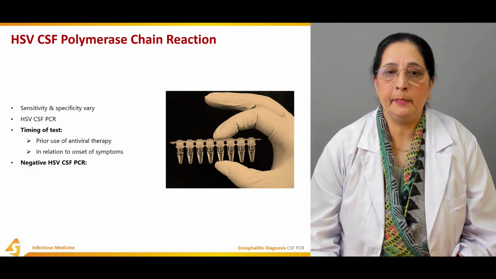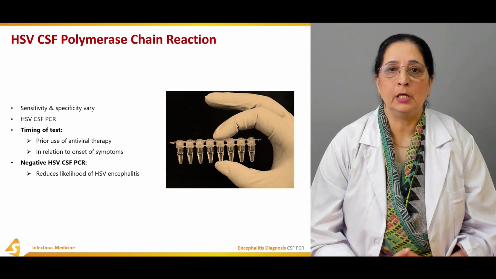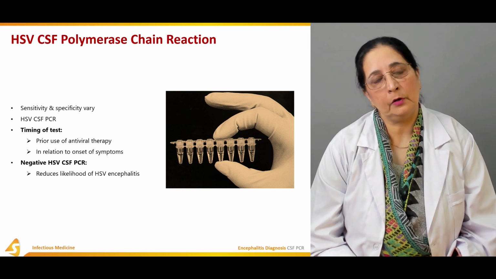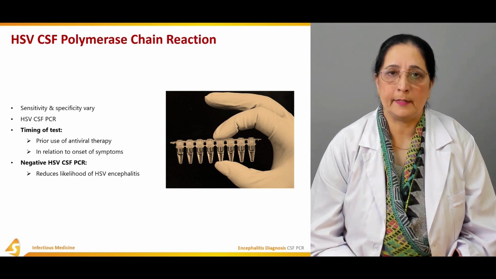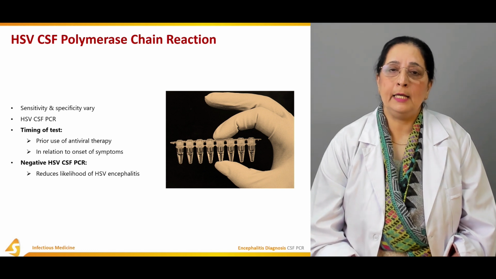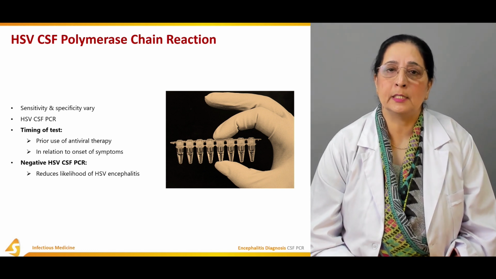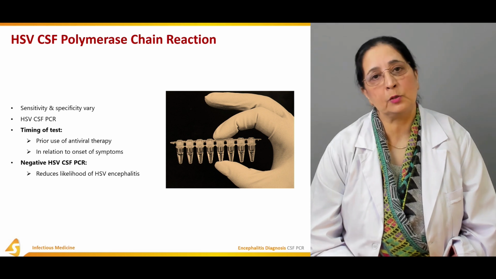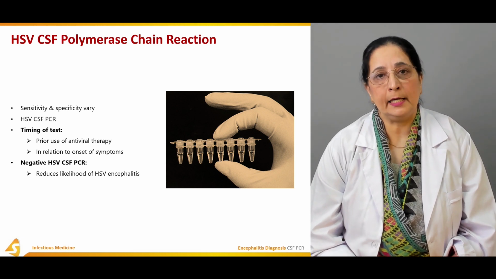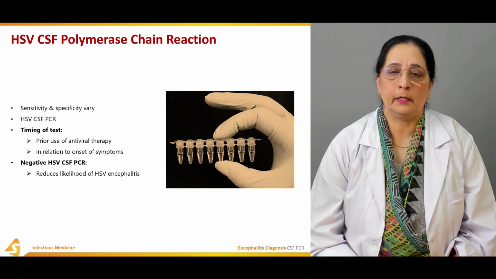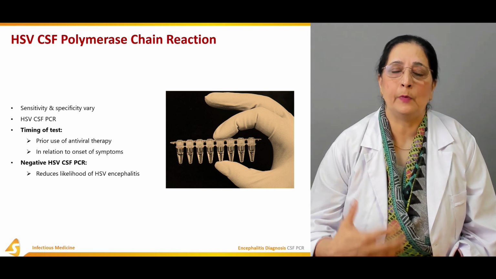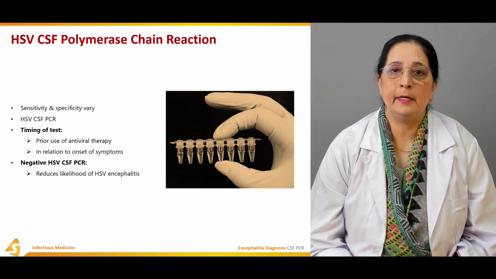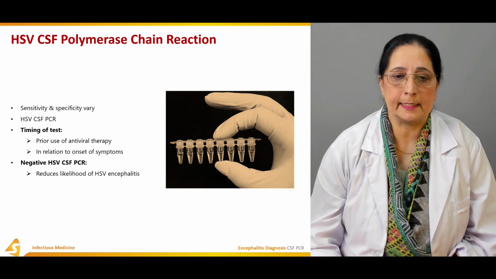Negative polymerase chain reaction reduces the likelihood of herpes simplex virus encephalitis. So again, it is very specific for herpes simplex virus, and if it is negative, then it makes the possibility of herpes simplex virus encephalitis unlikely.